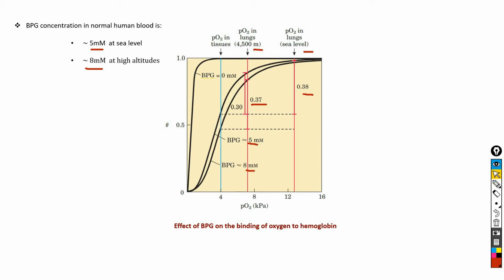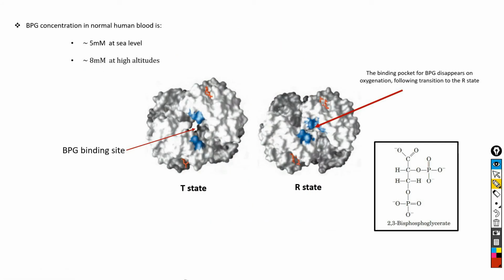So in conclusion, the BPG concentration is adjusted when a person is quickly transported from sea level to a higher altitude or from a higher altitude to sea level, as BPG and oxygen bind at different sites on hemoglobin.